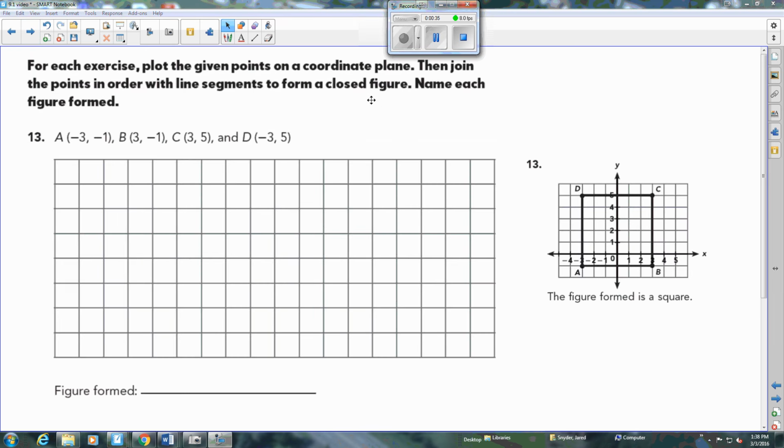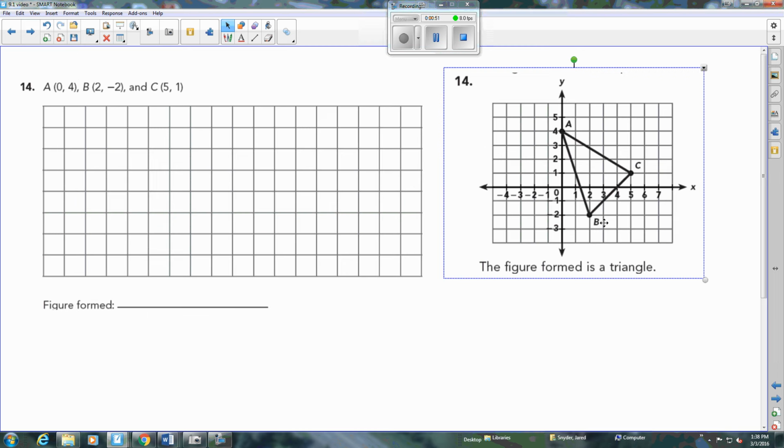For each exercise, plot the given points on a coordinate plane, then join the points in order with line segments to form the closed figure. Name each figure it formed. If you did this one correctly, you came up with this shape, and it is a square because every side is equal. Number 14, you should have come up with a triangle.